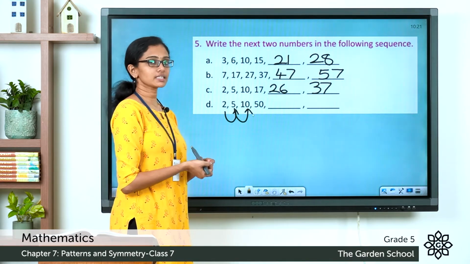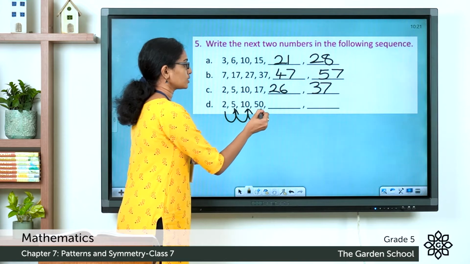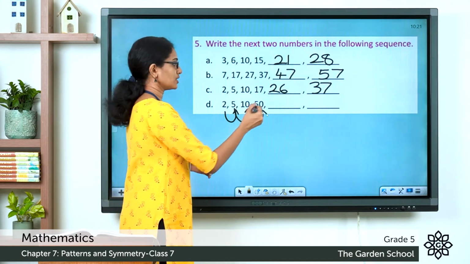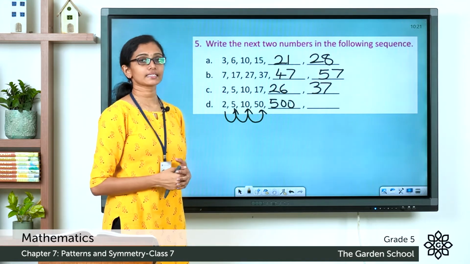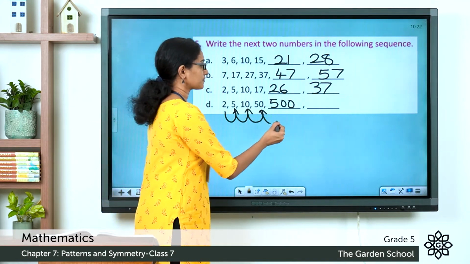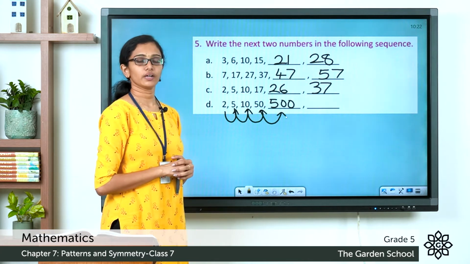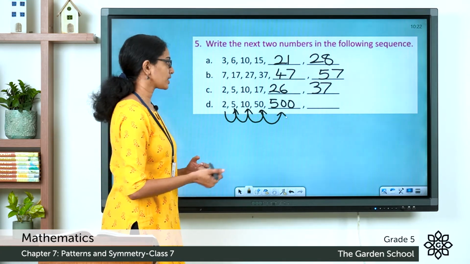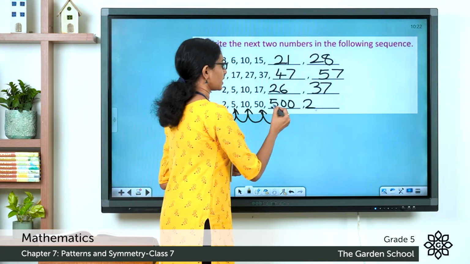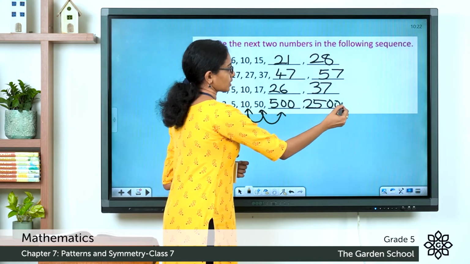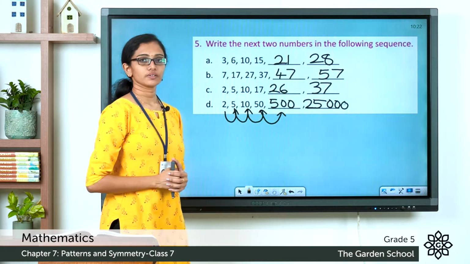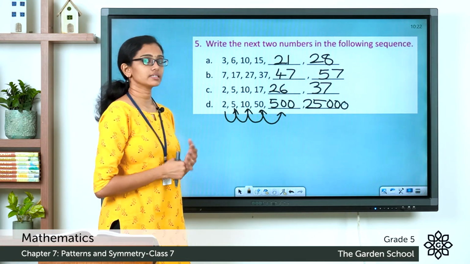Then what would come next? It would be this 10 into this 50, which is equal to 500. And what would be the next number? It would be this 50 into this 500. And what is 50 into 500? It is equal to 5 5s are 25 and then you put 3 zeros to the right of it. And you get the number 25,000.